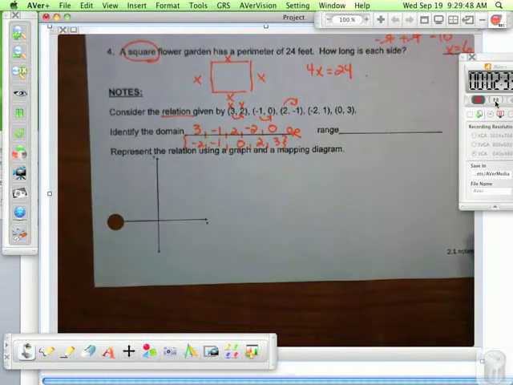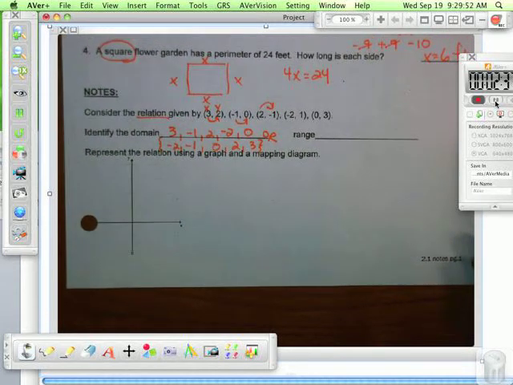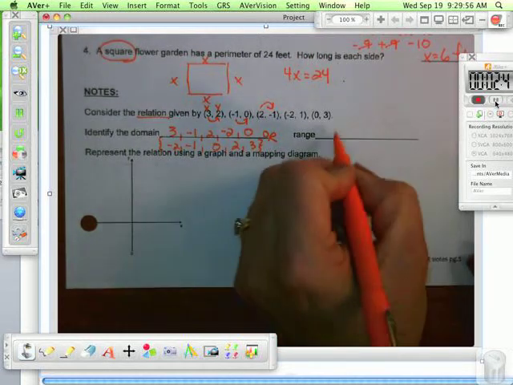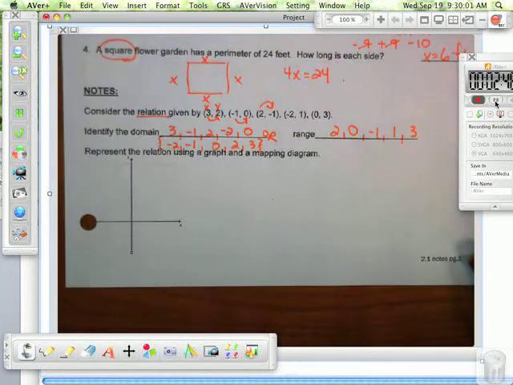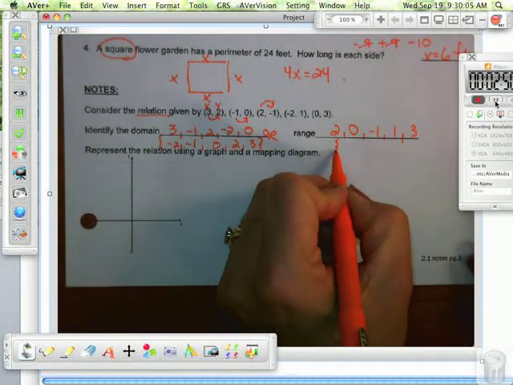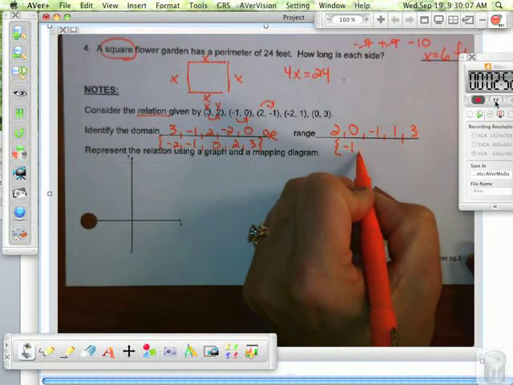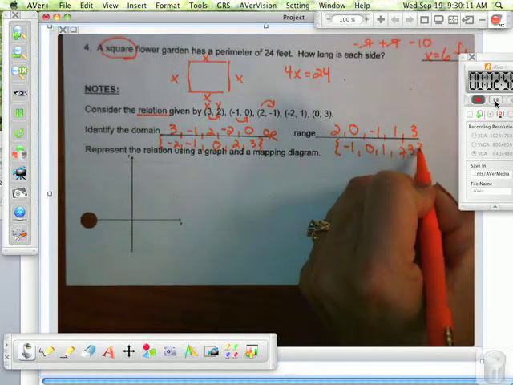Okay, the range is a set of what? Y's or outputs or poop. So you just list the Y's, okay? 2, 0, negative 1, 1, and 3. That's all the Y values. And you list them in numerical order to do it properly.